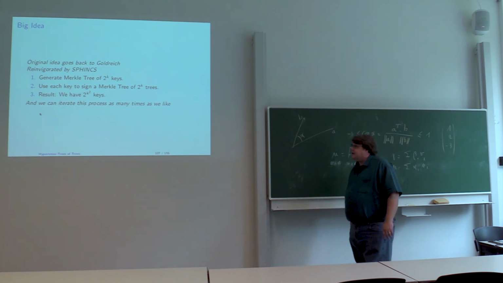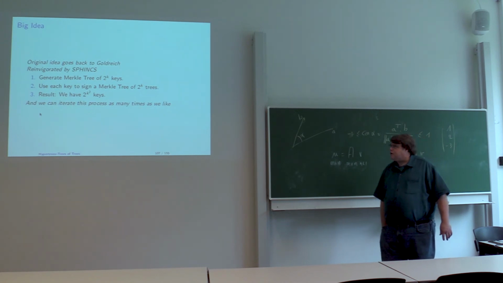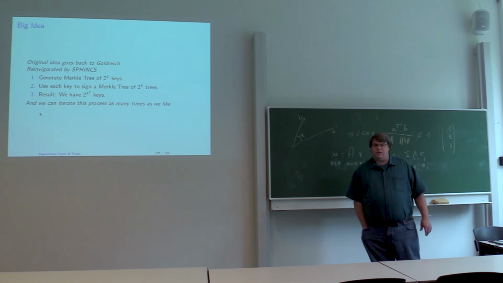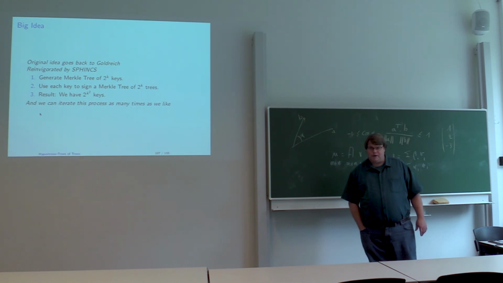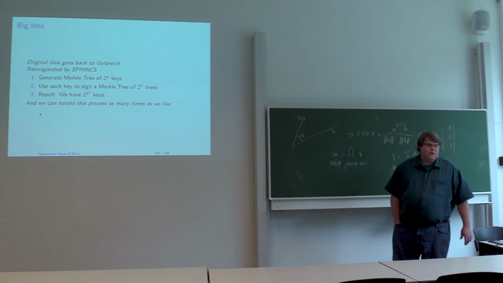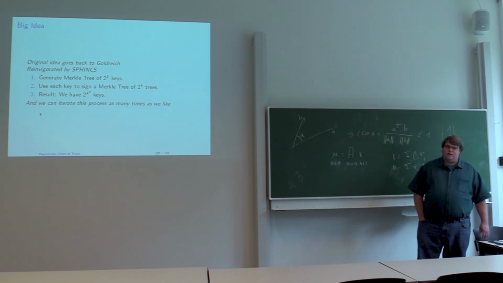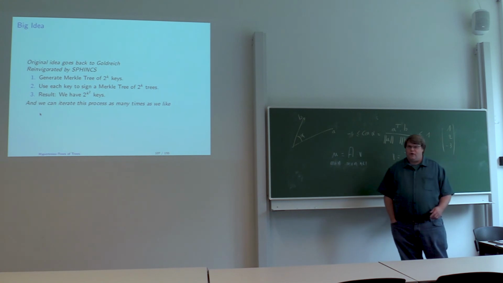So the big idea is you're going to generate a Merkle tree, and then you're going to use each key in the Merkle tree of keys to sign the root of another Merkle tree. For all problems in computer science that adding a level of indirection doesn't solve, you try adding some recursion, right?